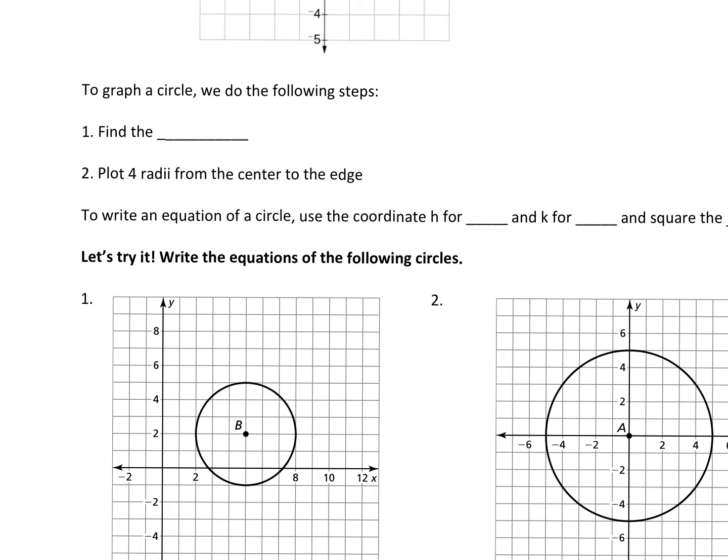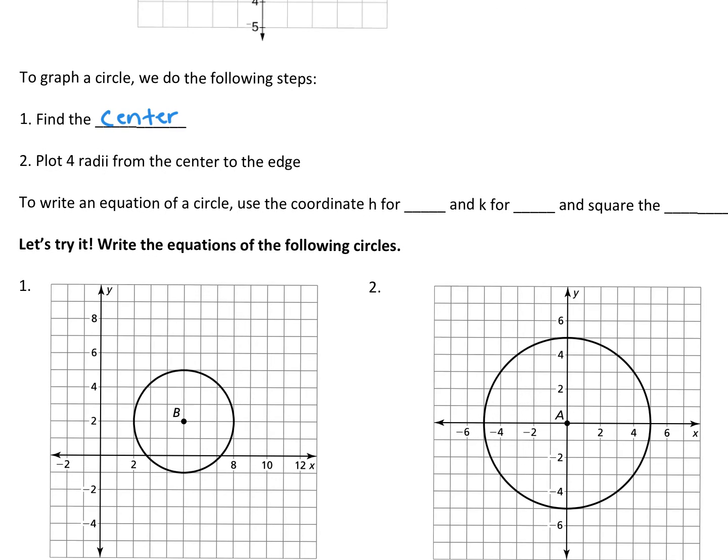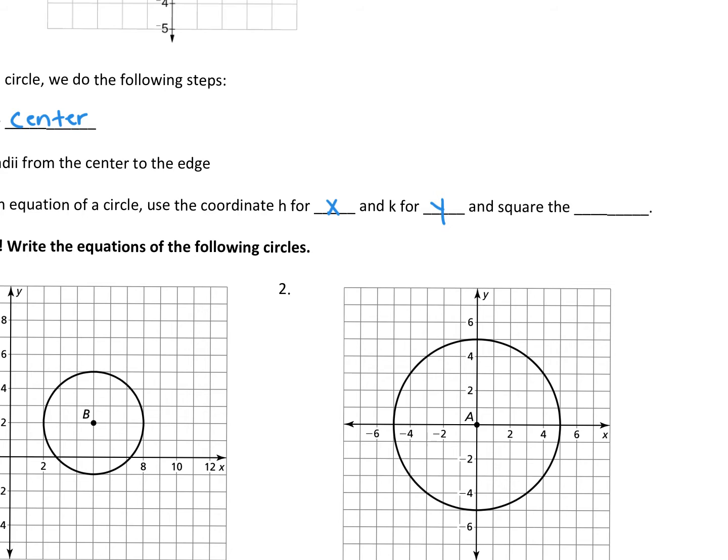To graph a circle, we do the following steps. 1, we want to find the center. We always start with the center of the circle. Then we plot 4 dots all the way around, and then to write the equation of the circle, we use the coordinate h for x and k for y, and we square the radius.